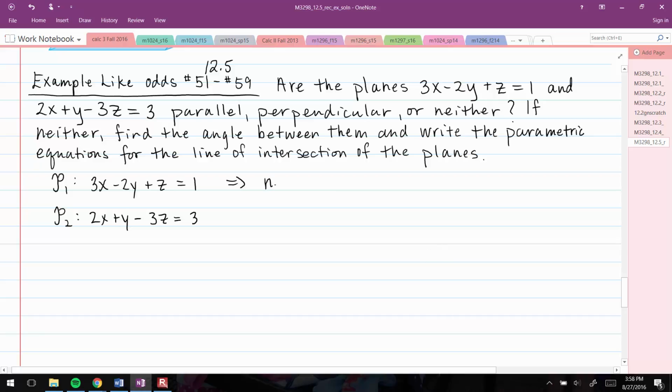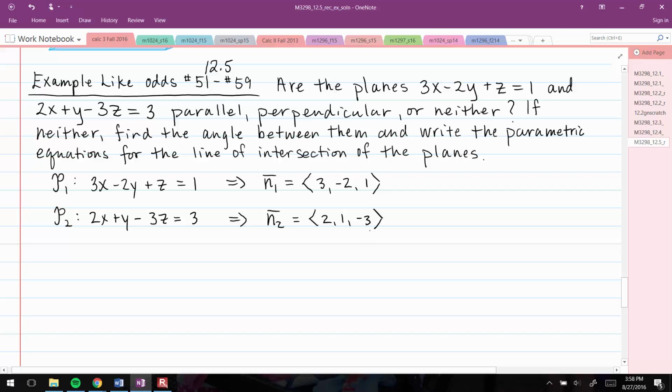First of all, the normal vectors are very easy to get from the equation of the plane. It's just the coefficients here in the simplified form. So we'll let n sub 1 be the normal vector to plane 1, and that's going to be just 3, negative 2, 1. And that's it. That's really nice. If you don't know that, you're going to be lost. Really important detail. The normal vector to the second plane we'll denote as n sub 2. That's just going to be 2, 1, negative 3.